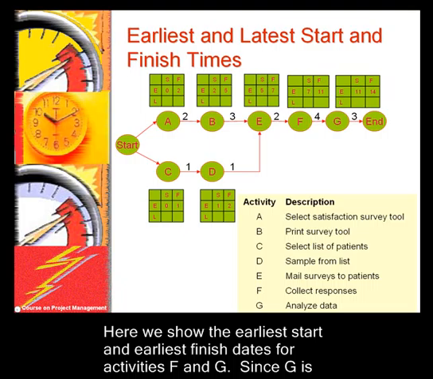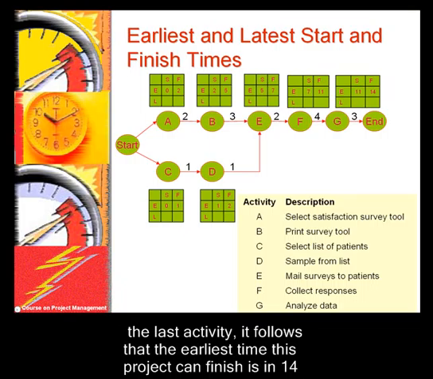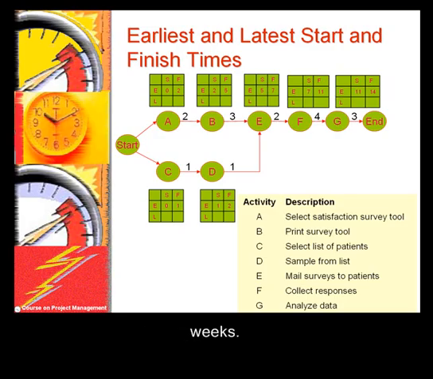Here we show the earliest start and earliest finish dates for activities F and G. Since G is the last activity, it follows that the earliest time this project can finish is in 14 weeks.